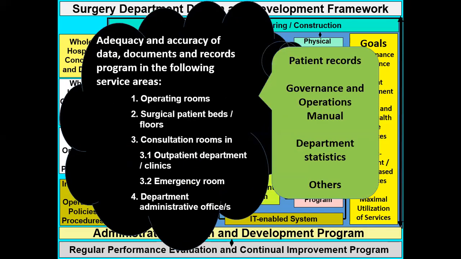There must be documents showing adequacy and accuracy of data, documents, and records needed in the following services: operating rooms, surgical patients' beds and floors, consultation rooms in the outpatient department, clinics, and emergency rooms, department administrative offices. So examples of these records would be the patient's records, governance operations manual, department statistics, and others.